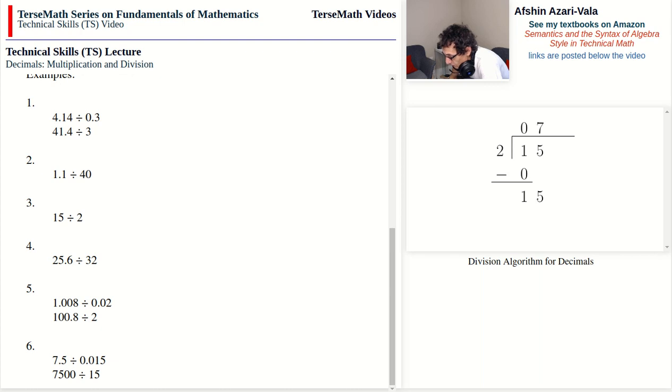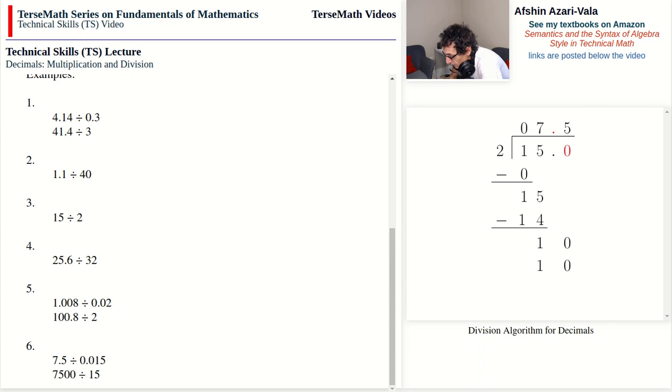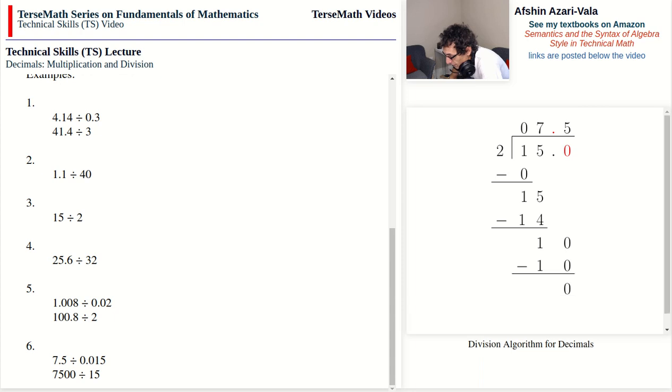7 times 2 is 14. Subtract to get 1. Now we have run out of digits, but keep in mind there is a decimal point after 15, so we can add it on and put it on the top. Then of course we can claim that we have 0 tenths, write down 0, and pull it down. 2 into 10, 5 times. 5 times 2, 10. Subtract, get 0. And we're done.